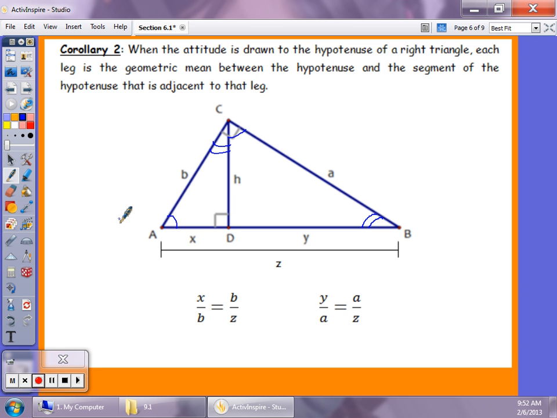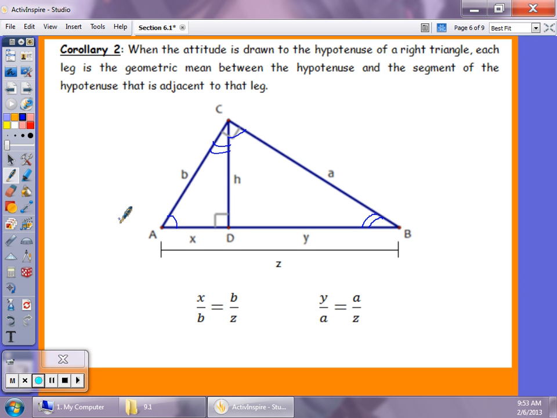So if we look here, based on corollary 2, we can say that x over b equals b over z. So what that relates to is x is the short side of the little triangle over b, which is the hypotenuse of the little triangle, and that's going to equal b, which is the short leg of the entire triangle, over its hypotenuse, which is z. So x over b represents the short side of the small triangle over the hypotenuse of the small triangle, and that's going to equal the short side of the overall large triangle over its hypotenuse, which is z. We can also do that to the medium triangle and the large triangle as well.